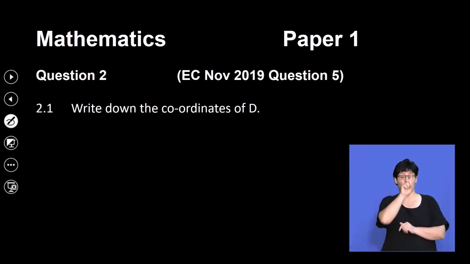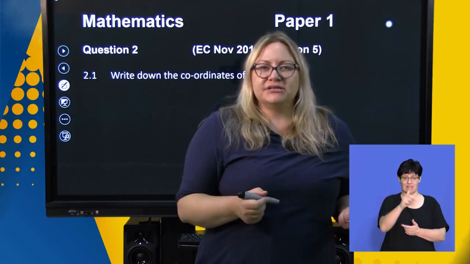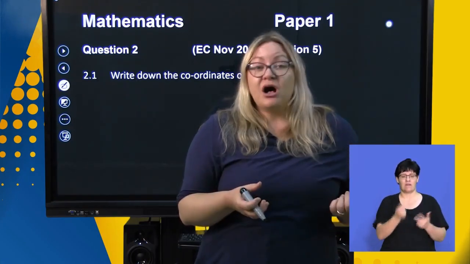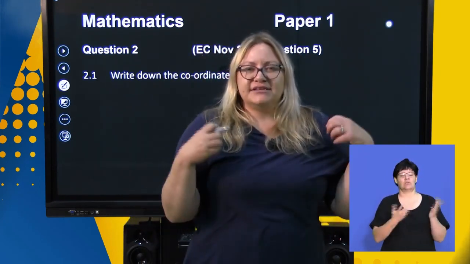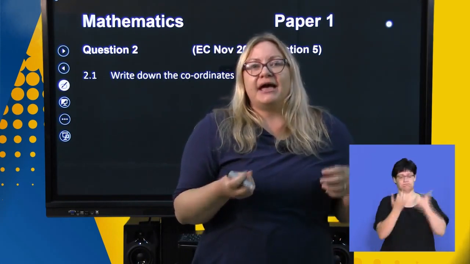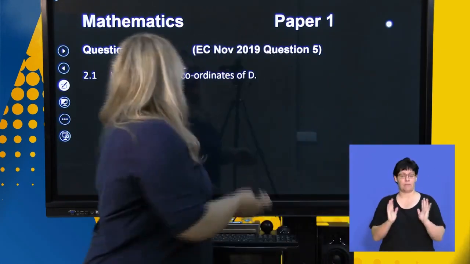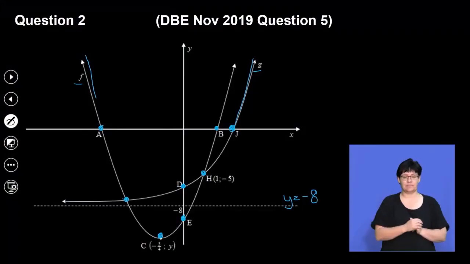Okay, let's look at the questions now. The first question is, write down the coordinates of D. When you're asked to write down coordinates, it's probably going to be out of very few marks, possibly 1 or 2 marks only, and you don't necessarily need to show your working. You can just literally write down the coordinates. So let's go back and look at that.